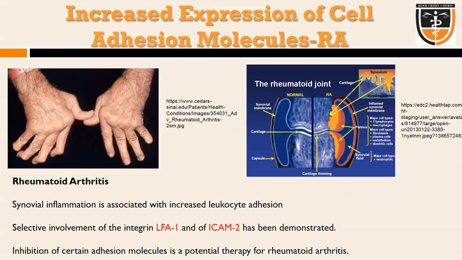Now, there is also increased expression of adhesion molecules in rheumatoid arthritis. Rheumatoid arthritis is associated with formation of pannus, which is the inflamed cartilage in the joints. Synovial inflammation is actually associated with increased leukocyte adhesion. We think that blood vessels in that cartilage will have increased expression of integrin LFA1 and ICAM2. And what do they do? They now attract autoimmune cells and cause chronic inflammation.